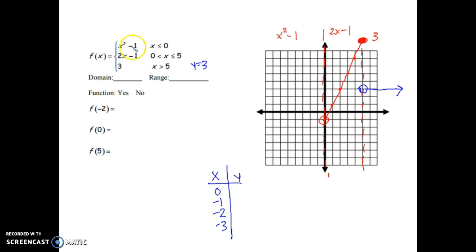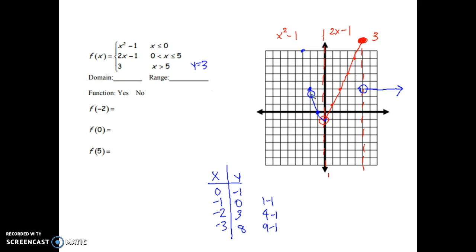So if I plug in 0, 0 squared is 0, minus 1 is negative 1. Negative 1 squared is 1, and 1 minus 1 is 0. Negative 2 squared is 4, 4 minus 1 is 3. And negative 3 squared is 9, minus 1 is 8. So I've got 0, negative 1, which is the same point there, and then negative 1, 0, negative 2, 3, and then negative 3, 8, which is way up here somewhere, way up top.